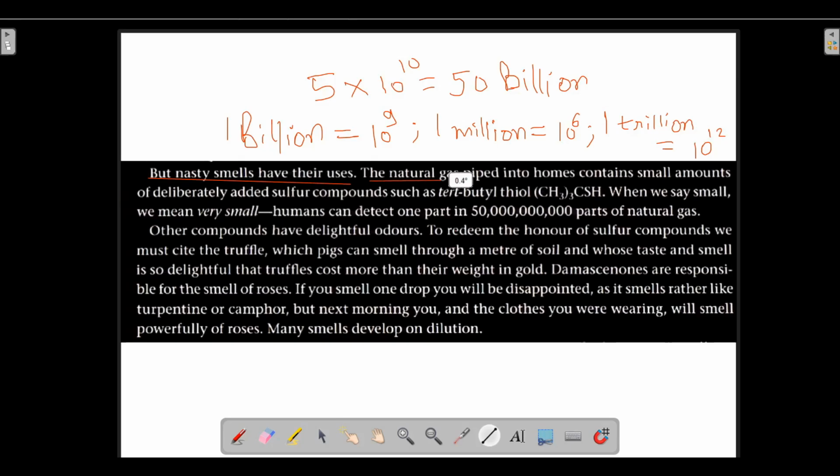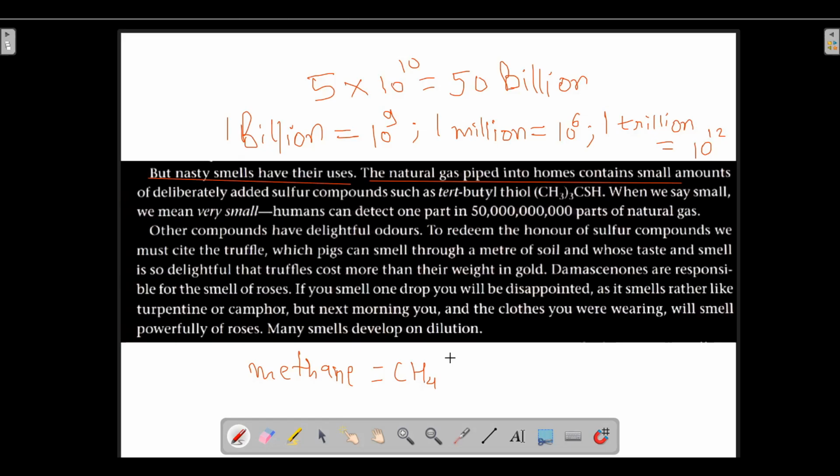The natural gas piped into homes contains small amounts of... Now, what is natural gas? Natural gas is methane. Natural gas means methane. The formula of methane is CH4, and it is called natural gas, and it is used to cook food. So it is piped into homes.